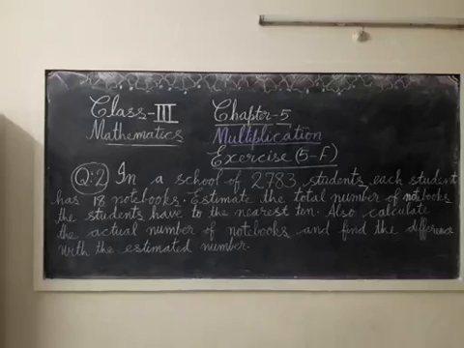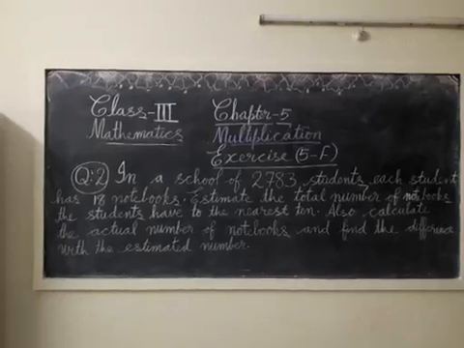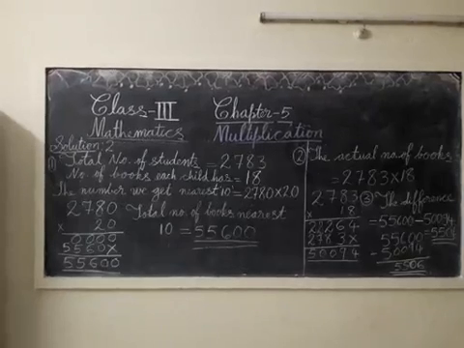You can read the question once again. In a school of 2,783 students, each student has 18 notebooks. Estimate the total number of notebooks the students have to the nearest 10. Also calculate the actual number of notebooks and find the difference with the estimated number. Since it is a long process, I have made the solution.